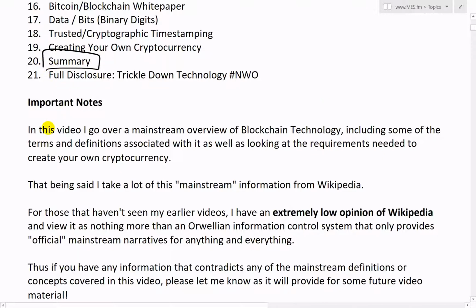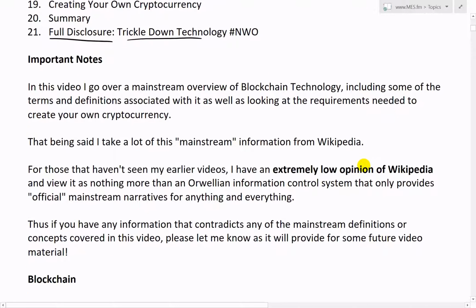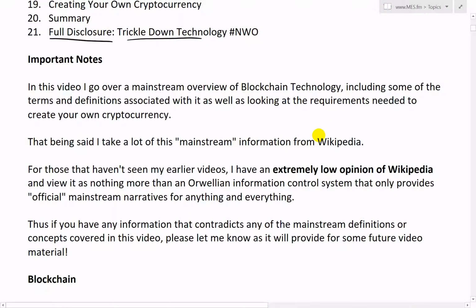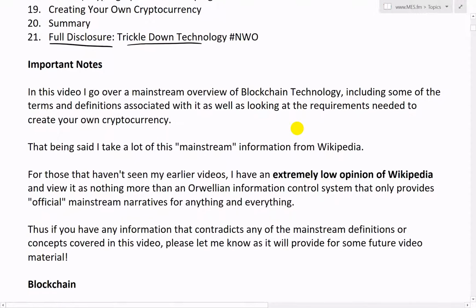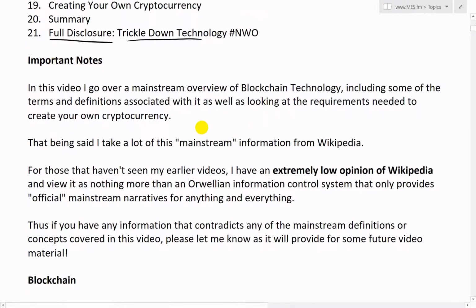And then later, this is my full disclosure of my views on blockchain, which is, I believe, the trickle-down technology, hashtag NWO. So yeah, if you follow through the whole thing, or if you've seen my earlier videos, you pretty much understand my views on this. But anyways, nonetheless, it's still a technology that we could use for good or evil. So let's look at some important notes first.